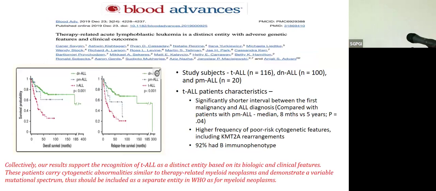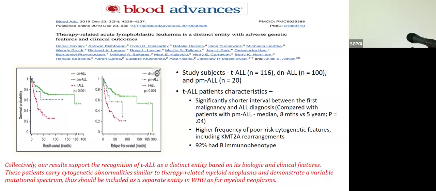T-ALL is a therapy-related ALL. They had a cohort of 116 patients of therapy-related ALL. They took 100 subjects with de novo ALL, and 20 patients who had post-malignancy ALL. When they compared these 3 cohorts, they went on to say that the overall survival as well as the relapse-free survival was very poor in these therapy-related ALL subjects. They found a higher frequency of poor-risk cytogenetic factors. So these authors said that collectively their results support that therapy-related ALL is a distinct entity.